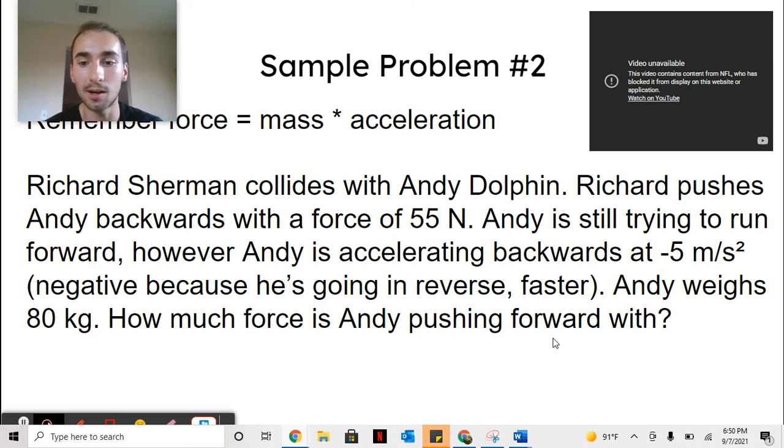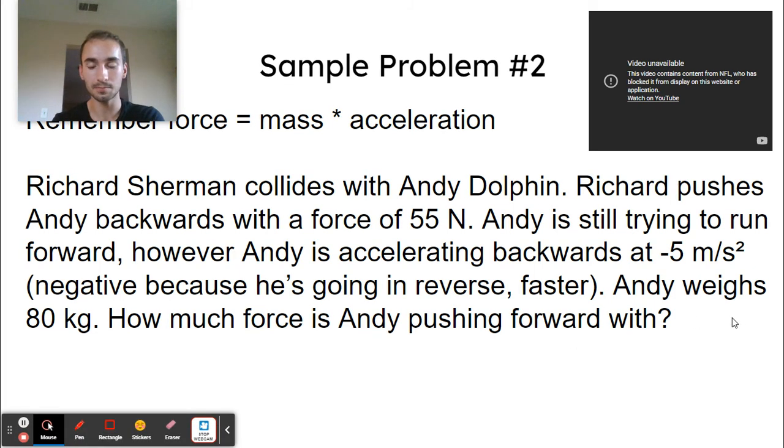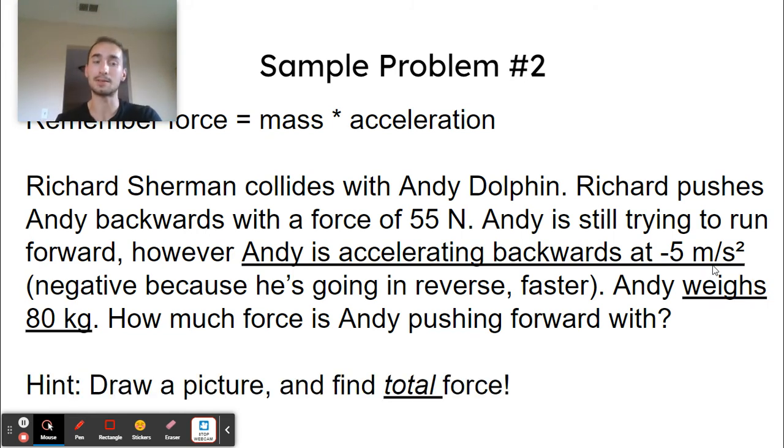So we're trying to figure out how much Andy was pushing forward with while he got hit. So pause the video now and try to figure it out yourself first. You always learn more if you try it yourself and see where you messed up. Okay? Here are my tips though. My tips are draw a picture and find the total force first.